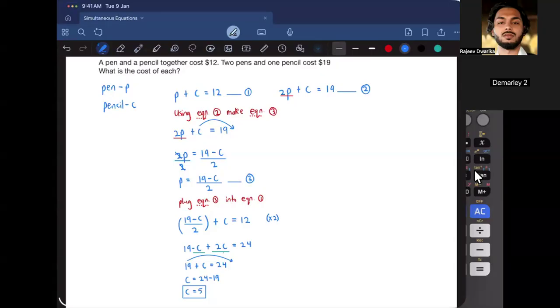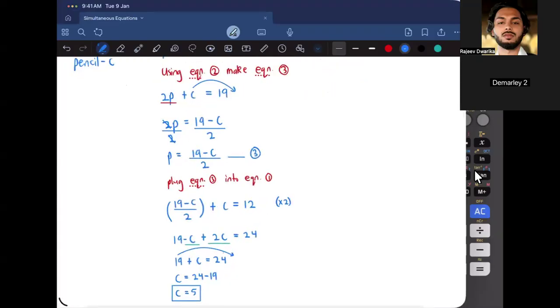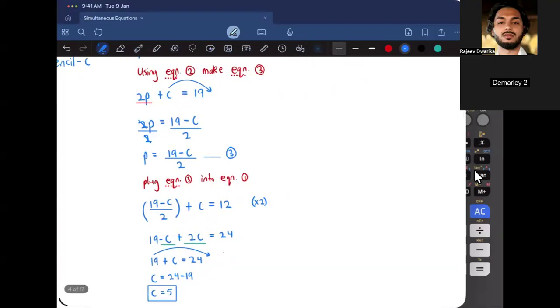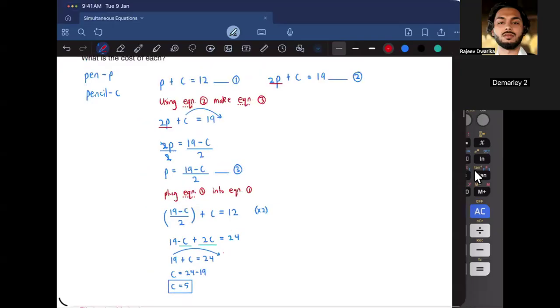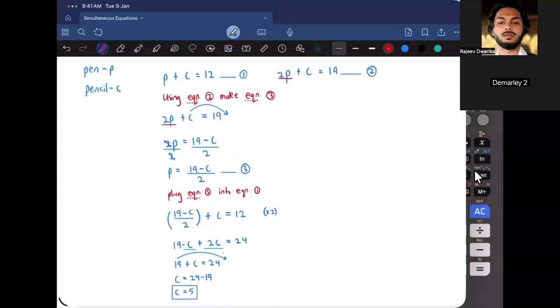You're going to see that the elimination method is so much easier than this. Infinitely easier. So here we have C is equal to 5. And so which equation would allow us to find the other unknown? Equation 3. Equation 3 is telling us what P is equal to. So P would be equal to 19 minus C all over 2, right? And what did we find C to be? 5. So I'm going to say 19 minus 5 over 2.